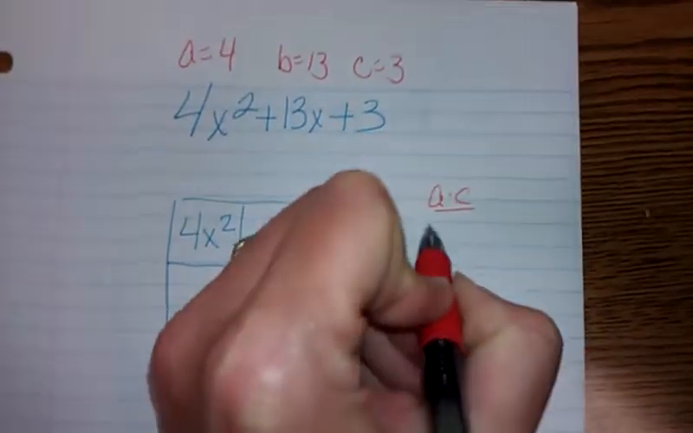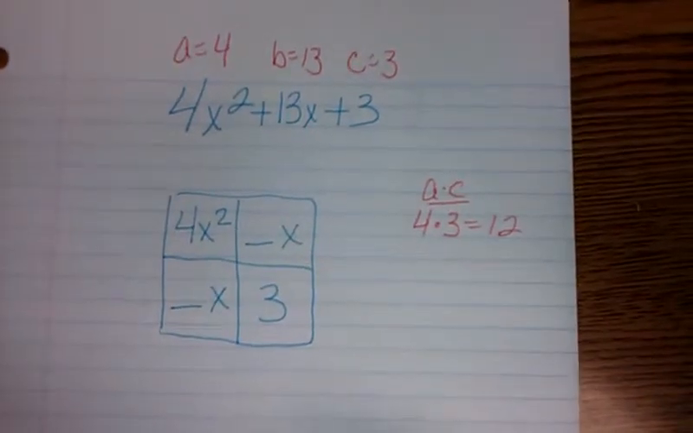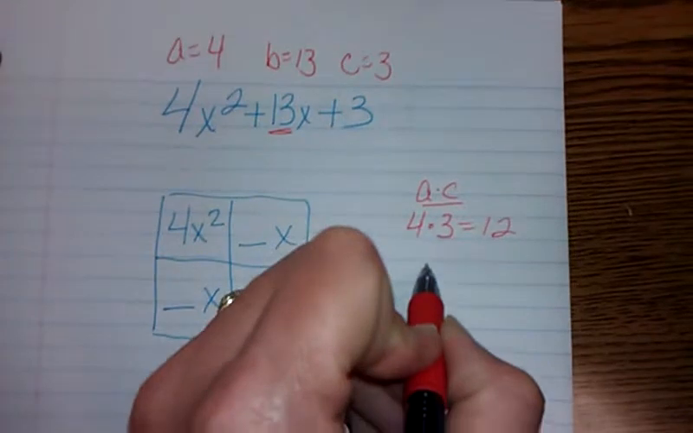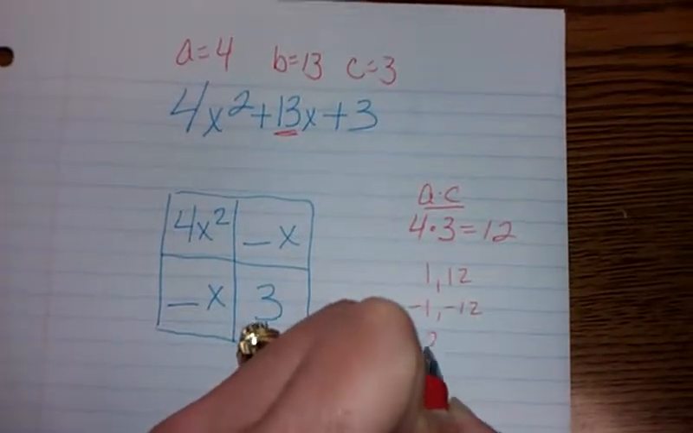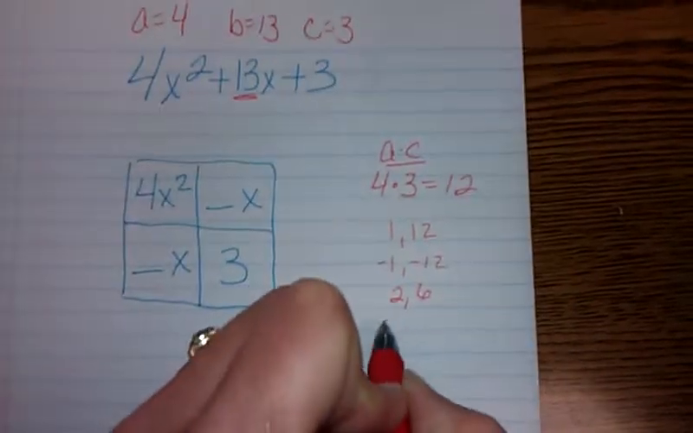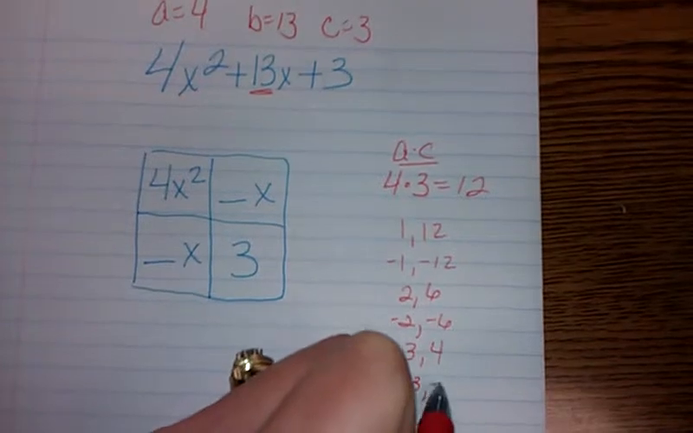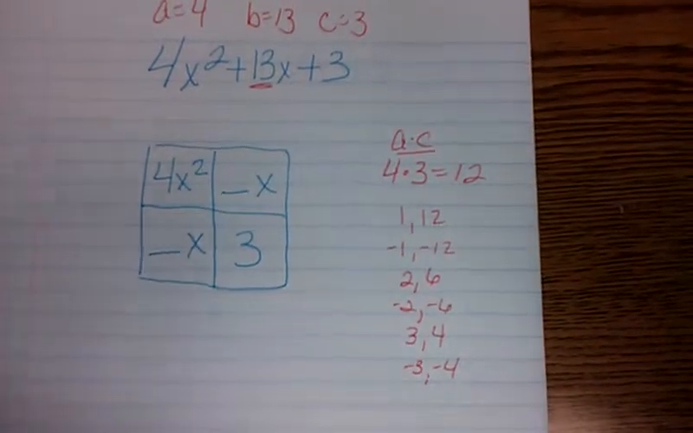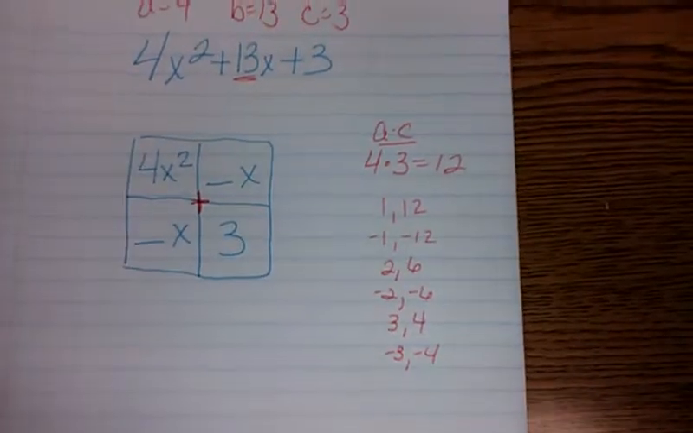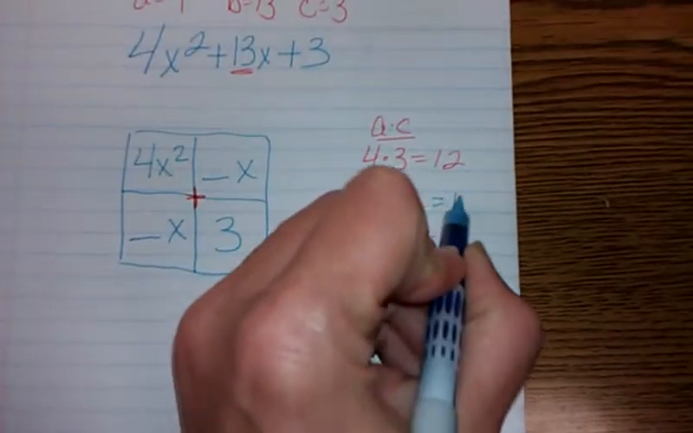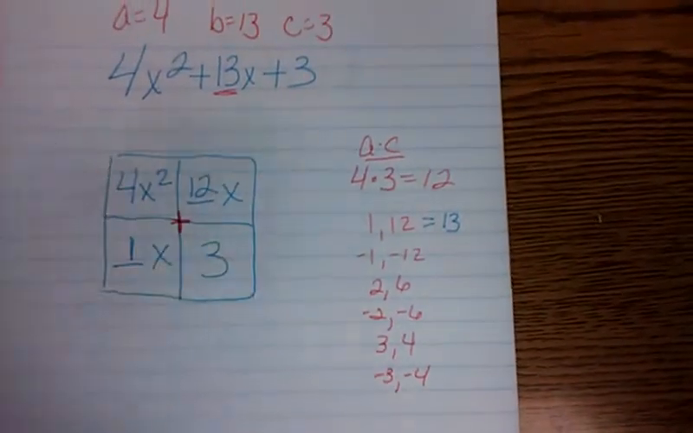A times C, 4 times 3 is 12. I need the factors of 12 that give me 13. I have 1 and 12, negative 1 and negative 12, 2 and 6, negative 2, negative 6, 3 and 4, negative 3 and negative 4. You really don't have to do all of these if you can find it out from the beginning, knowing that these two have to add together. Well, right here, these add together to give me 13, my middle number. So I have a 1 and a 12 now.